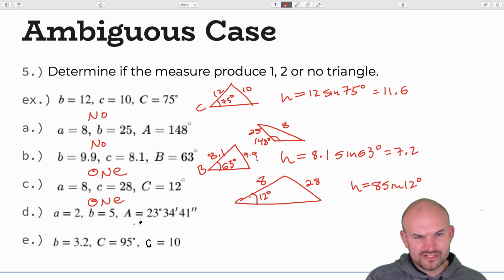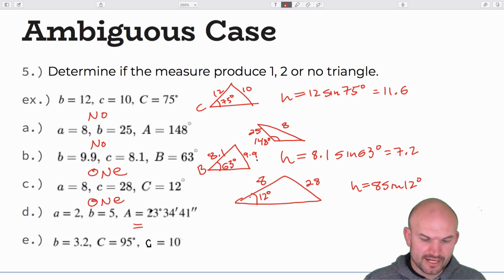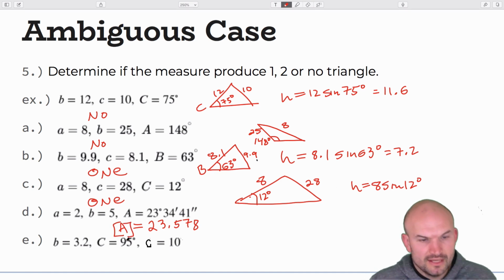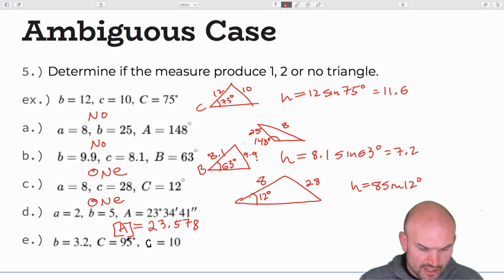This next one, we're going to want to relate this to our decimal form. So I'm going to do 23 plus 34 divided by 60, plus 41 divided by 3,600. And that gives me 23.578. Now I'm going to go ahead and store this, just so I have an exact answer. So I'm going to say store as alpha A.